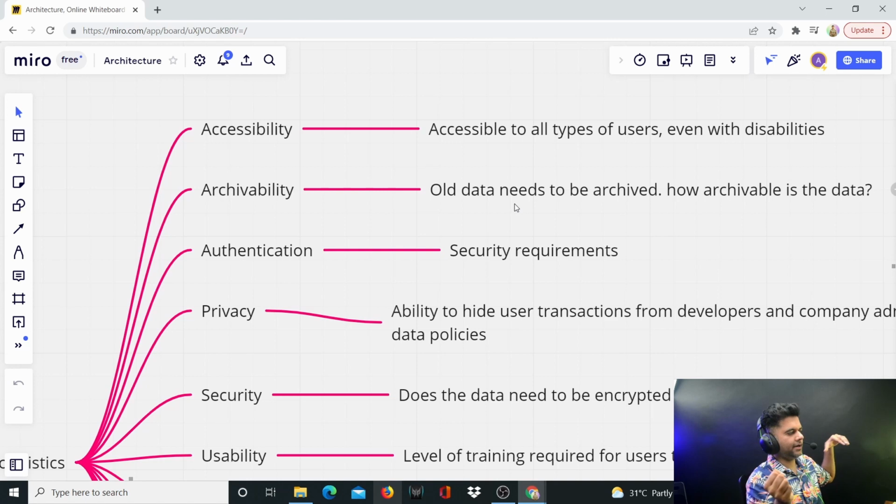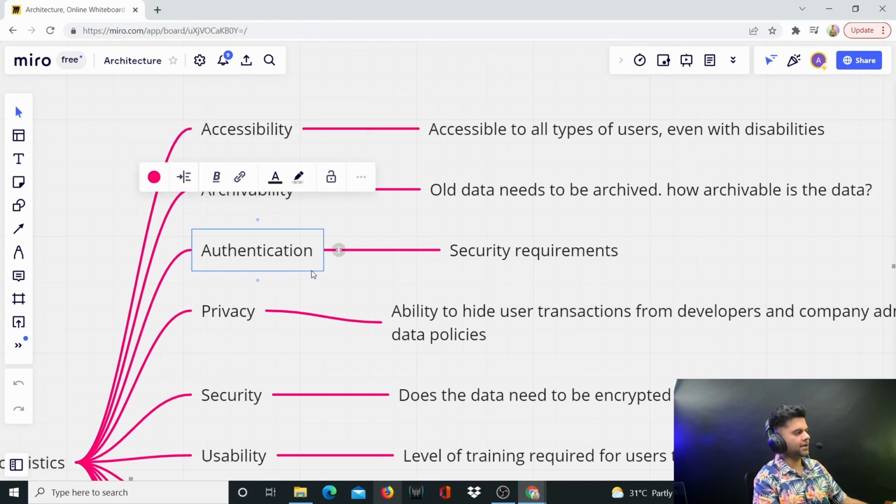So data such as whatever the user bought 6 months back, you don't necessarily want to have it in the current database. It's going to just slow it down, right? So you want to archive it. But how archivable the data is, is basically your archivability. Authentication is basically your security requirements, right? Privacy.